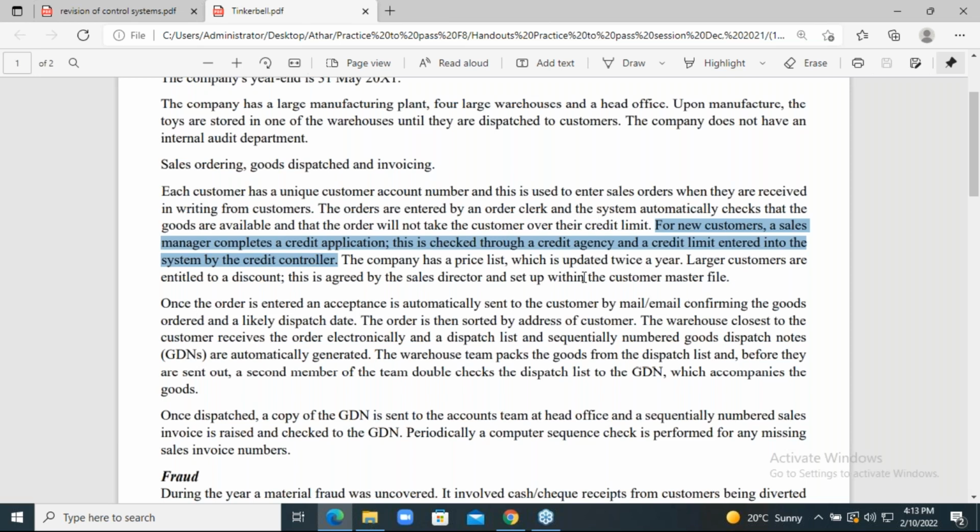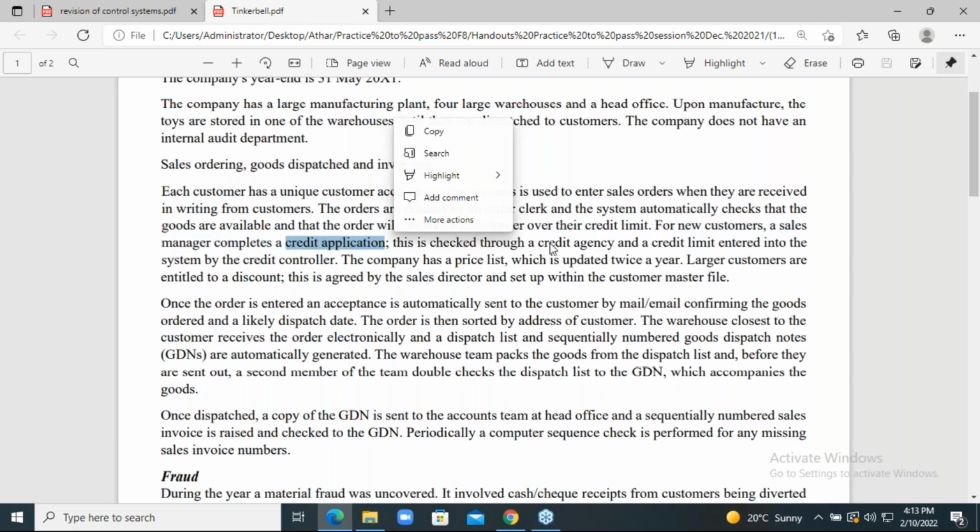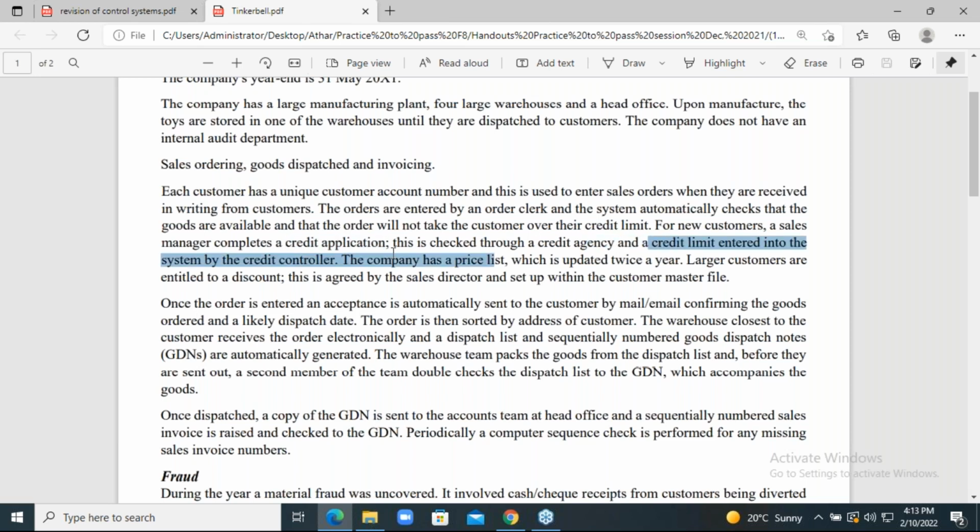Now what this organization has done is outsource to a credit agency which will tell the limit. When a new customer comes and the sales manager completes a credit application, this application is sent to the credit agency, and the agency returns it with the credit ranking entered. But the same sales manager is not going to enter it because it would lack segregation of duty. So who is going to enter this credit limit? It is entered by a senior person, that is the credit controller.